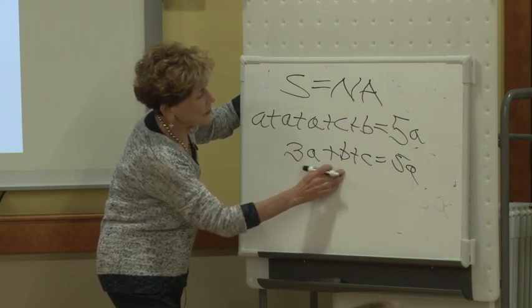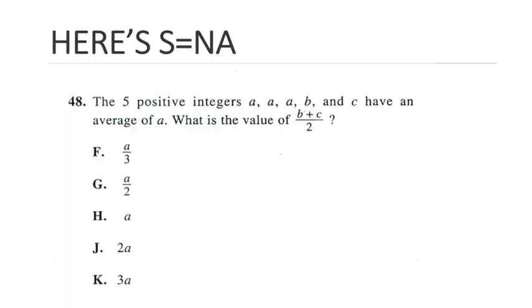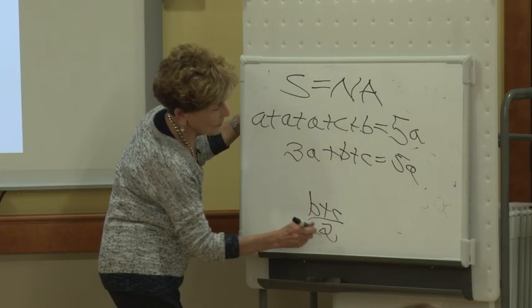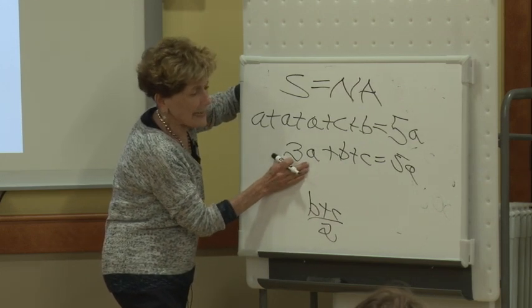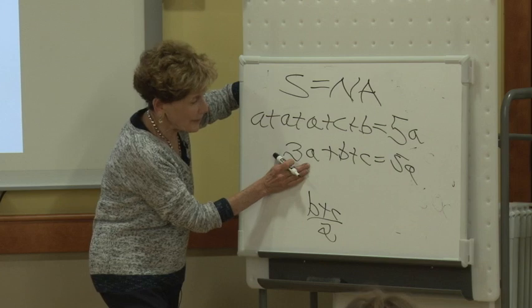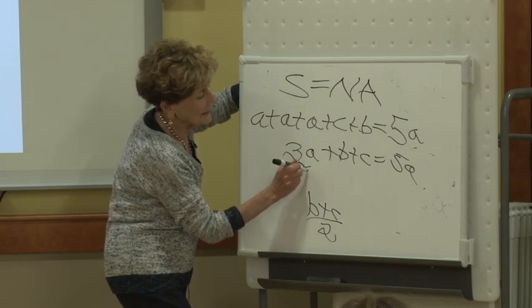Wait. What picture do they want? Look at the problem. What do they want you to find? Right. B plus C over 2. You got B plus C. You got to get rid of this guy. Right, subtract 3a from both sides.